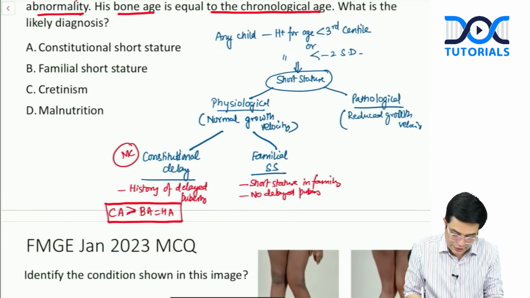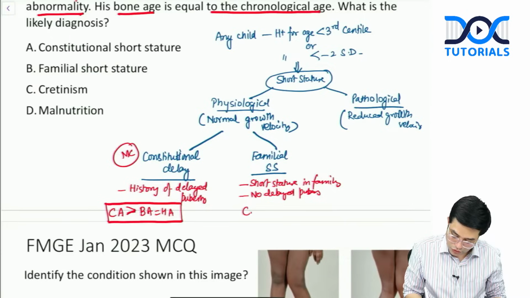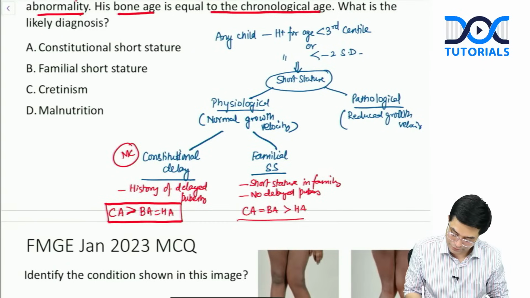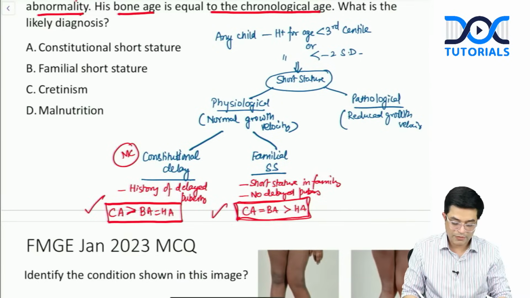And these are the patients in whom chronological age will be corresponding to bone age and both of them will be exceeding the height age. अब ये आपने याद कर लेने, ये दोनों वैल्यूज, और इसके बेसिस पे ये क्वेश्चन सॉल्व किया जा सकता है। हाउ यू कैन सॉल्व दिस क्वेश्चन?